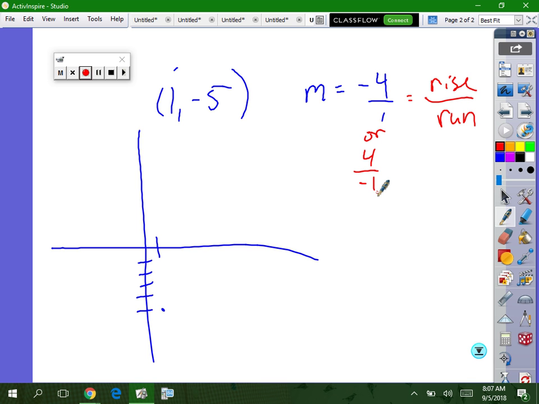So I'm going to start here at my point. I can either go down 4, 1, 2, 3, 4, run 1. What else could I do? I could go up 4, 1, 2, 3, 4 over 1. Now remember, if you recall last time, I asked you for how many points unless you're in standard form. I want 3 points on my graph, right? And I could continue on to make it a little bit nicer, but I'm not going to.